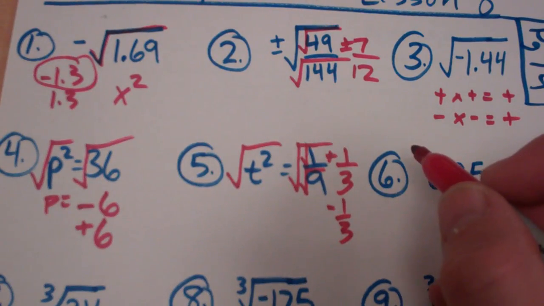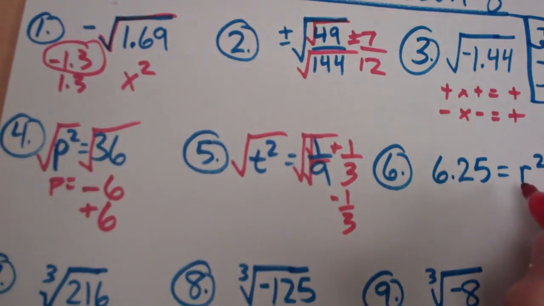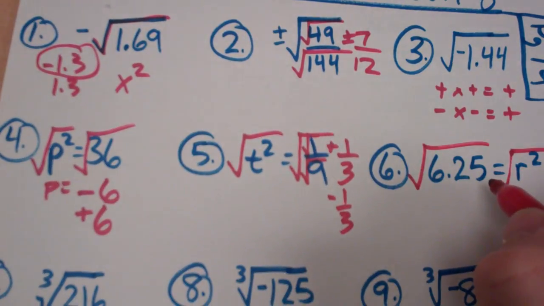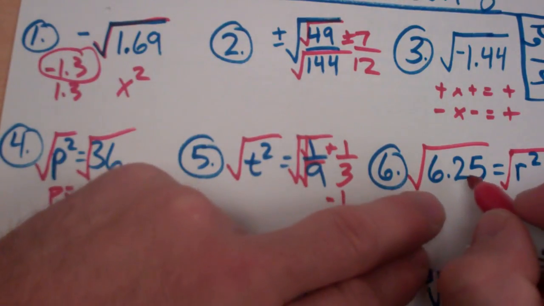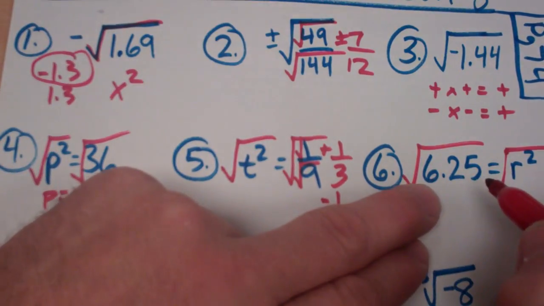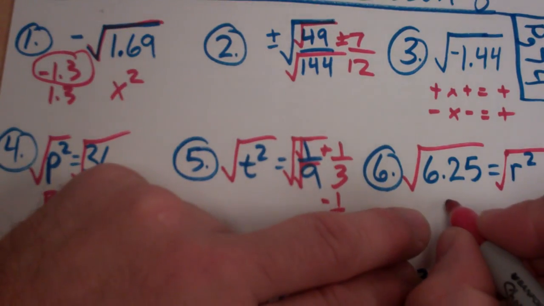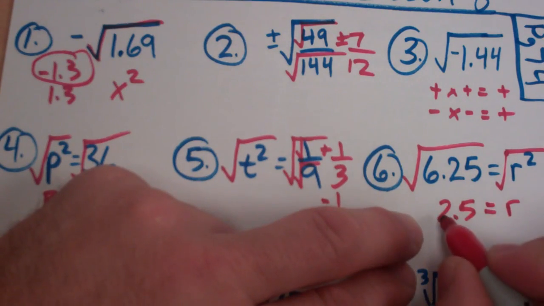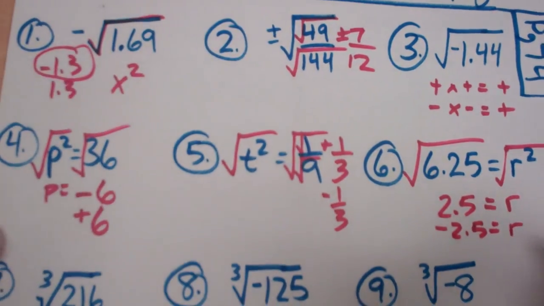Number 6. When I look at number 6, I'm going to say, okay, well, once again, I need to square root it to undo that squared sign. So I'm looking for the square root of 6.25, which you'd probably want to grab a calculator for if you don't just remember that number. See, these are perfect squares. 625 is 25 squared, so I know that this would then be 2.5 equals R. Once again, it could be positive or it could be negative.